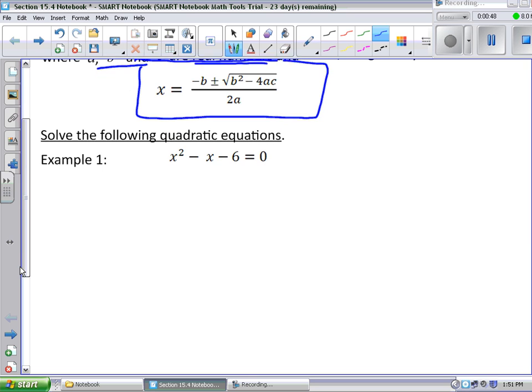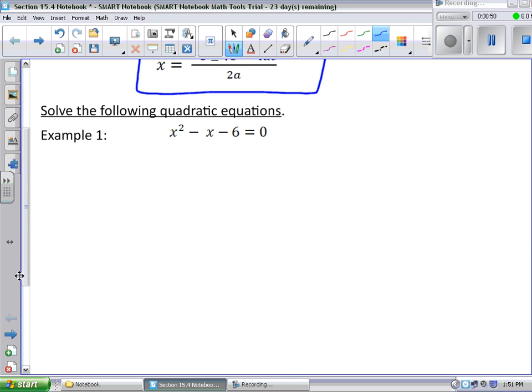So let's start with the first example. Solve the following quadratic equations. Now in this first example, a is 1. It's the coefficient of the squared term. b is negative 1. It's the coefficient of the x term. And c is negative 6. It's the constant.